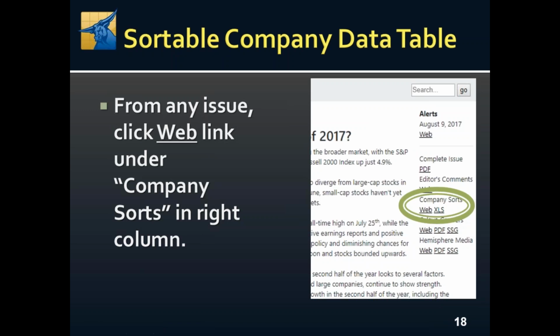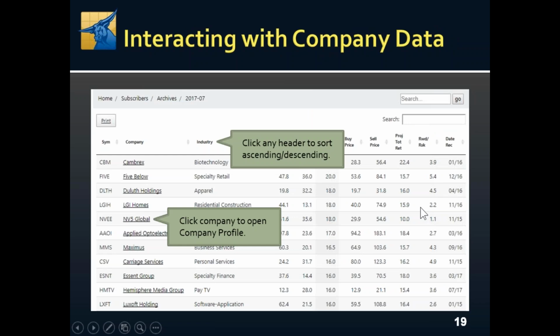Now we also have a sortable company data table. From any issue, you can click the web link under the company sorts in the right column. So log into an issue, and you'll notice that we've always had that Excel spreadsheet there for the company sorts, but now we have this link that says web. And that, again, should look familiar. It's the same format as the screener results, but this is just an unfiltered list of all of the companies currently covered, which is about 46, 47, something like that, currently covered stocks.